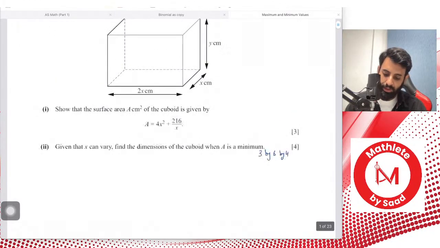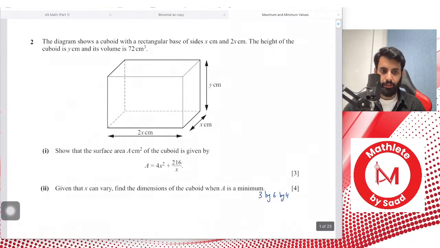It says here the diagram shows a cuboid with a rectangular base of sides x centimeter and 2x centimeter. The height of the cuboid is y and its volume is 72 centimeter cube. Part 1 says show that the surface area A centimeter square of the cuboid is given by A equals 4x square plus 216 upon x.